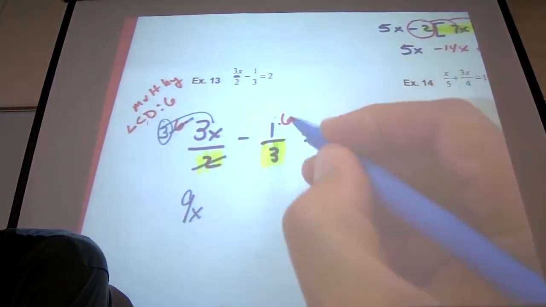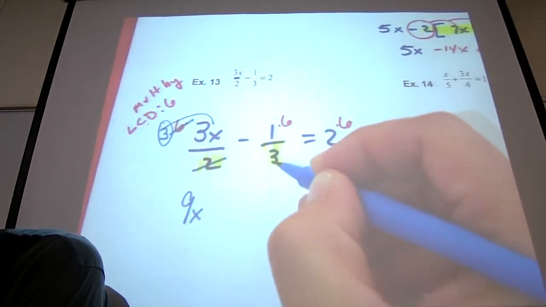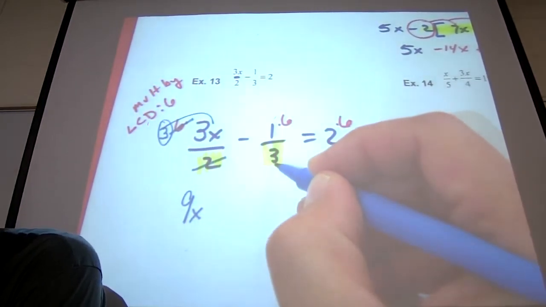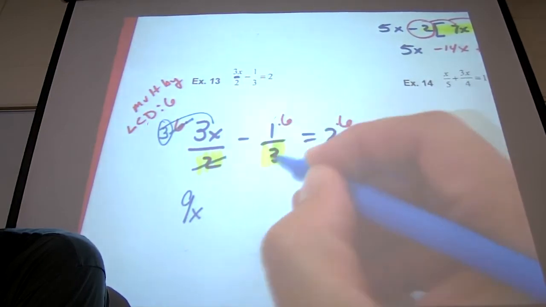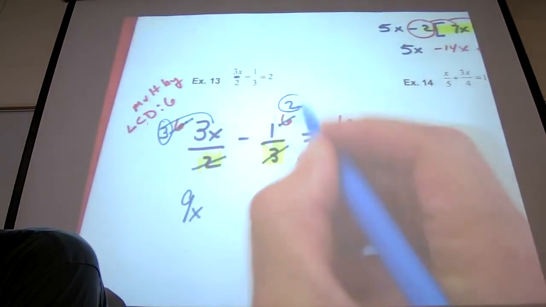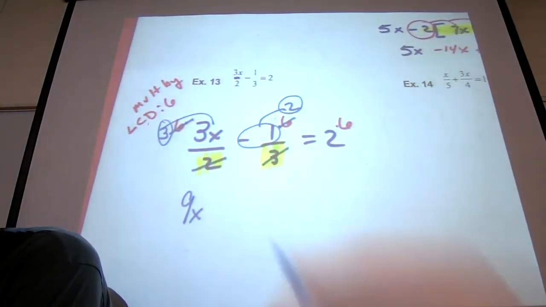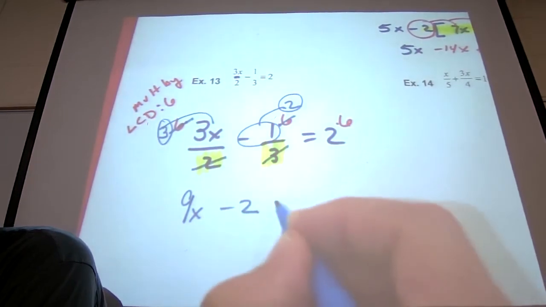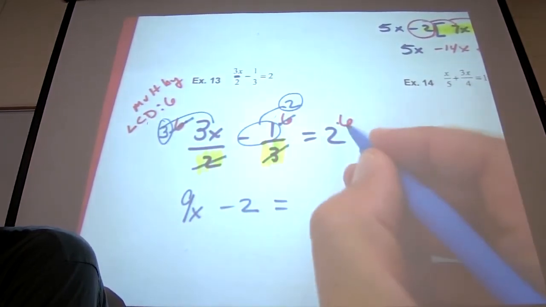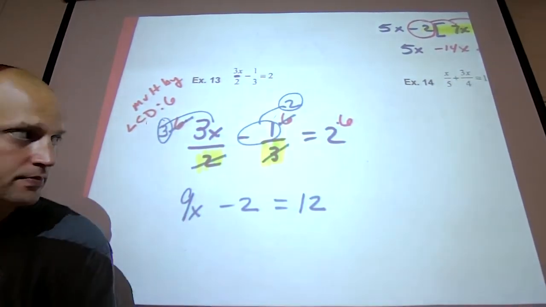All right, let's take this one. What's 6 divided by 3, y'all? 2. So that turns into a 2. And now I'm going to take this 2 times -1. So -1 times 2 is -2. And the last but not least, 6 times 2 is 12.